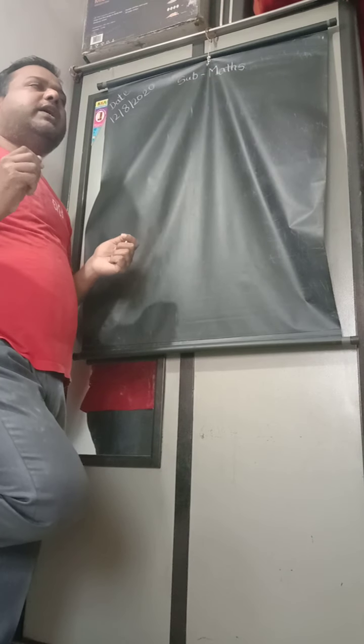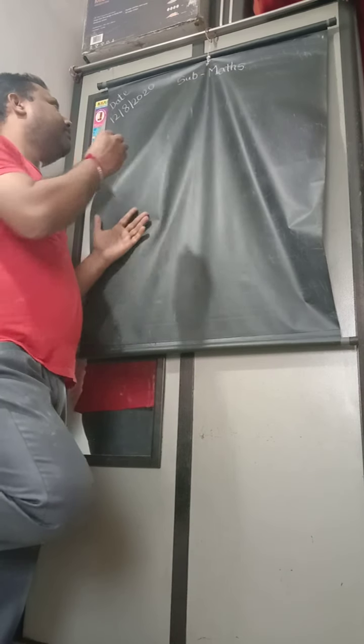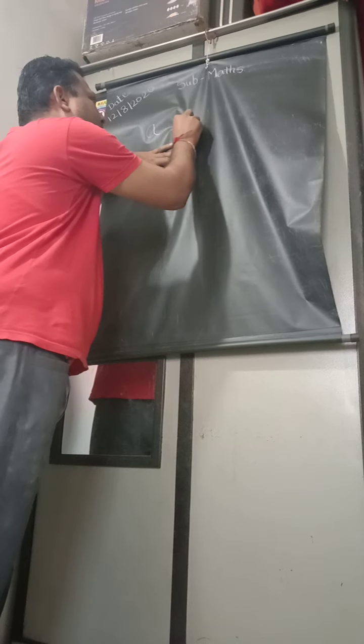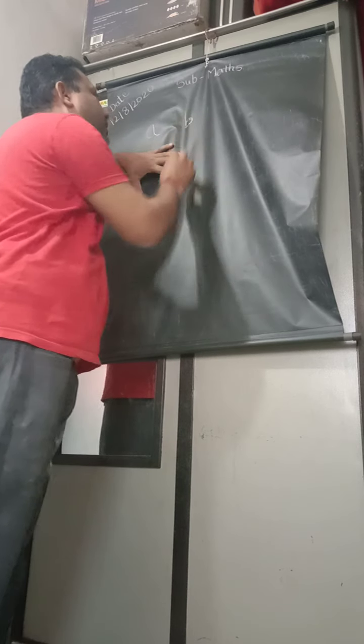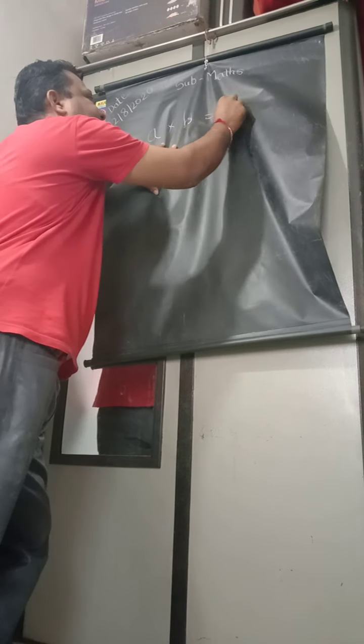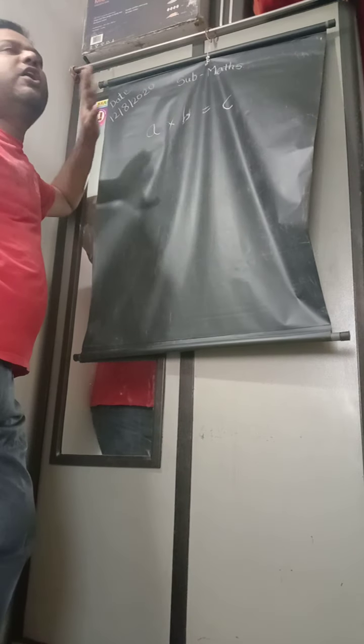Today I will show you the gimmick of the sign of an integer or number. Suppose I have a number A and a number B. When A is multiplied by B, I get an integer C.